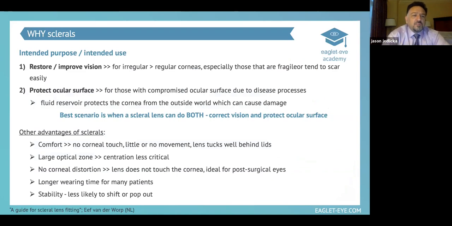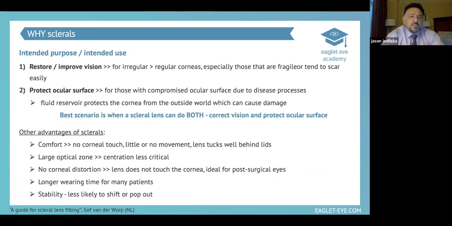So why sclerals? What are the intended purposes? Sclerals really have two different, distinct purposes in managing eye care and ocular conditions. One is to restore or improve vision, and this can be for irregular cornea patients, patients with scarring or keratoconus, or corneal surgical patients, etc. The benefit there again is to give them GP quality vision without touching that cornea.